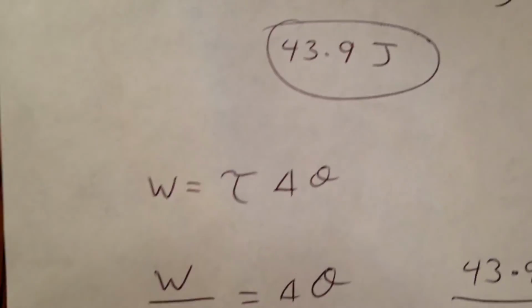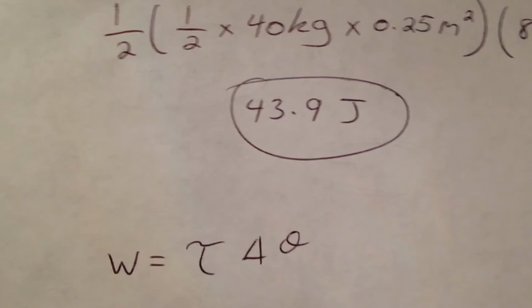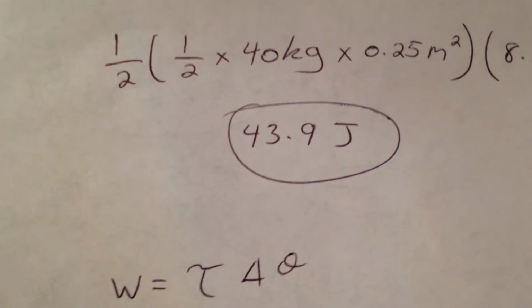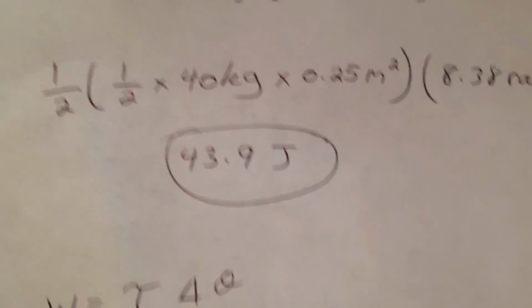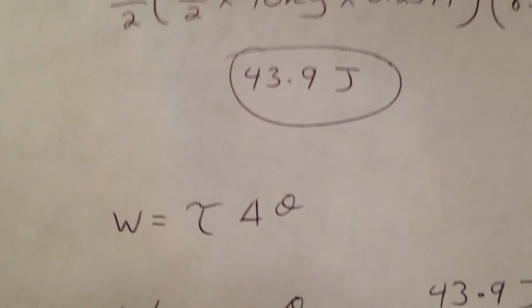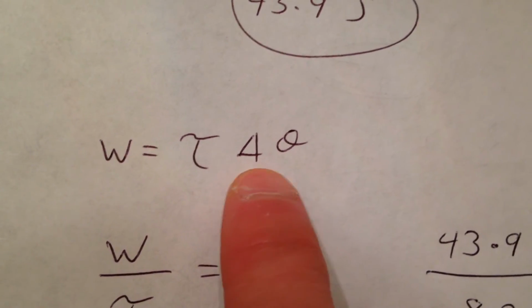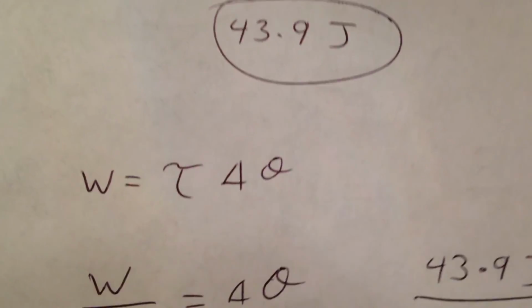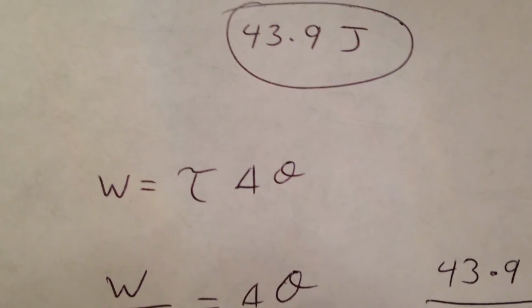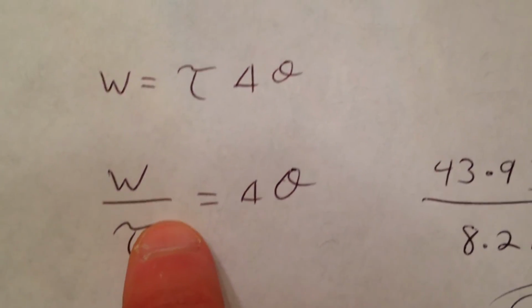So now in part B, they want how many revolutions does this wheel turn. They have given us the torque, and we already figured out what the work done is. So we can use this equation to get the change in theta, because that's the only variable that we don't know. So we need theta by itself. That's how it's going to look.